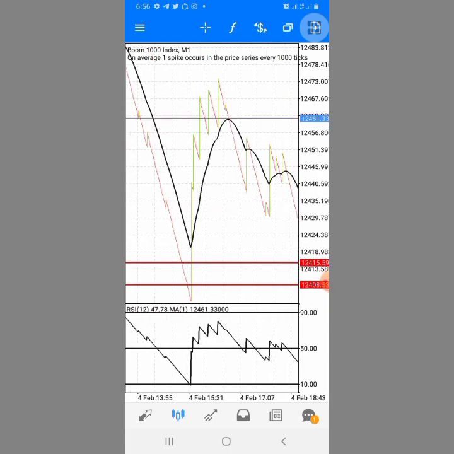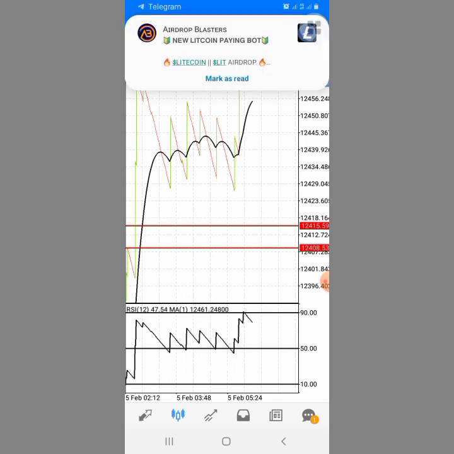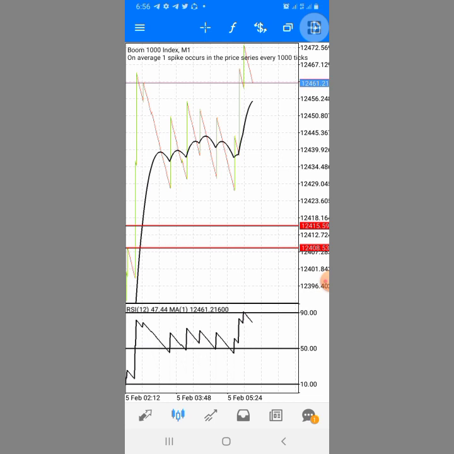All right, now what are we talking about? This is Crash 1000. Let me show you the settings on the main chart and all that, so that you get where I'm going. The settings we have here are just very simple.